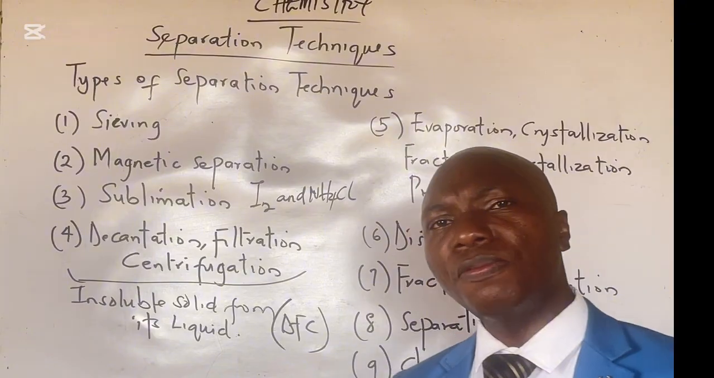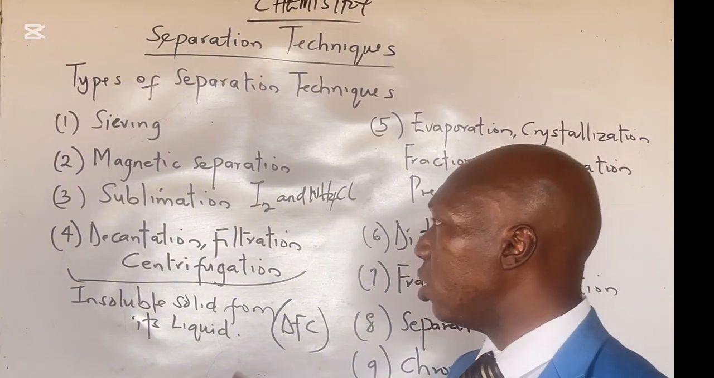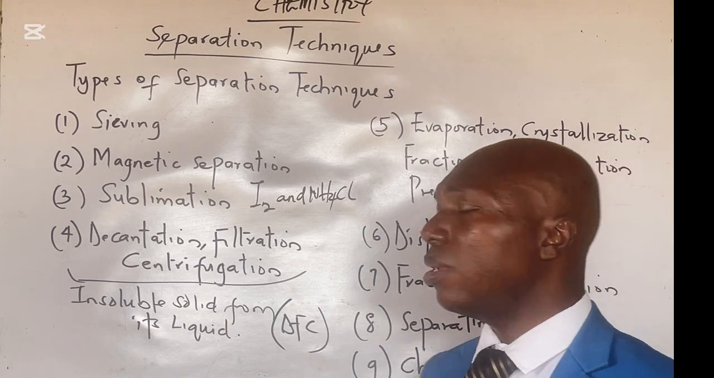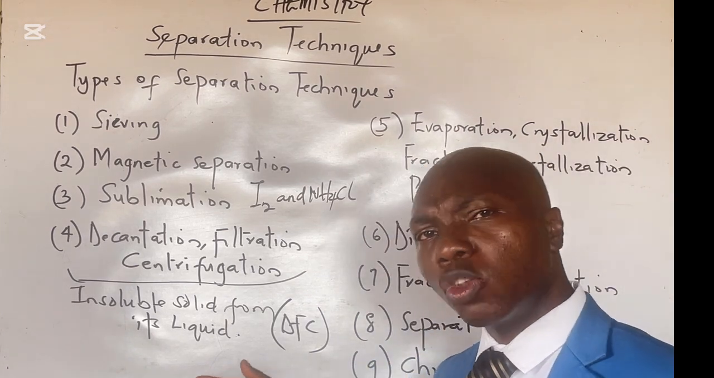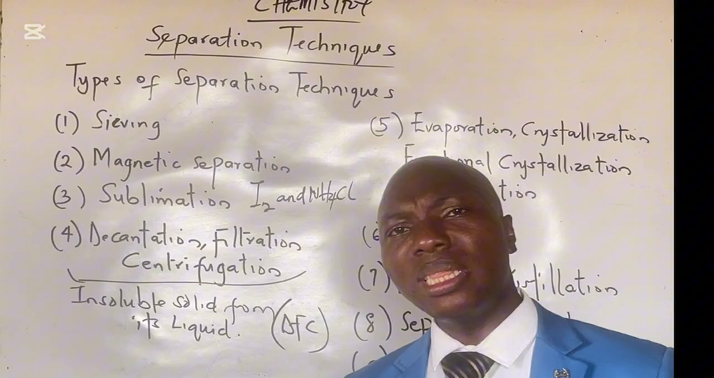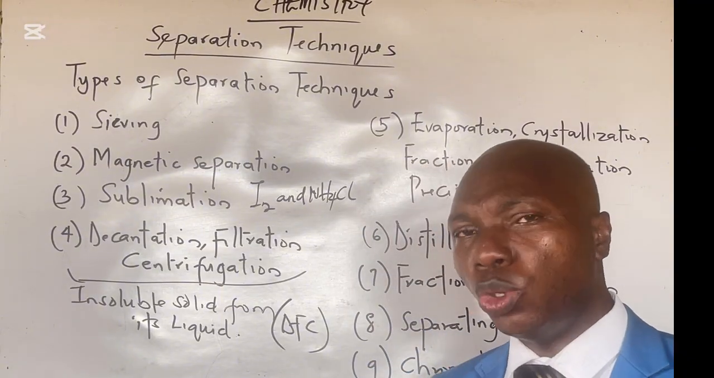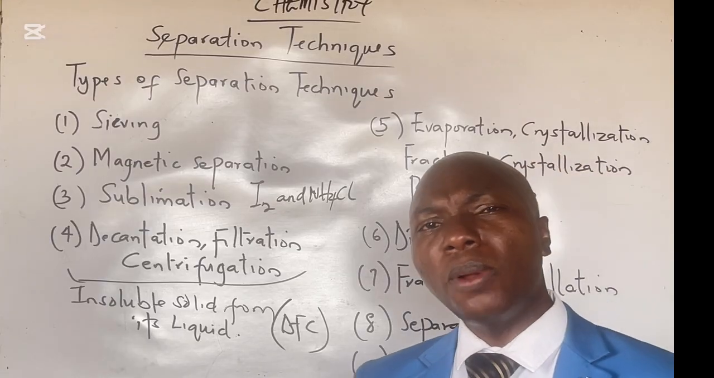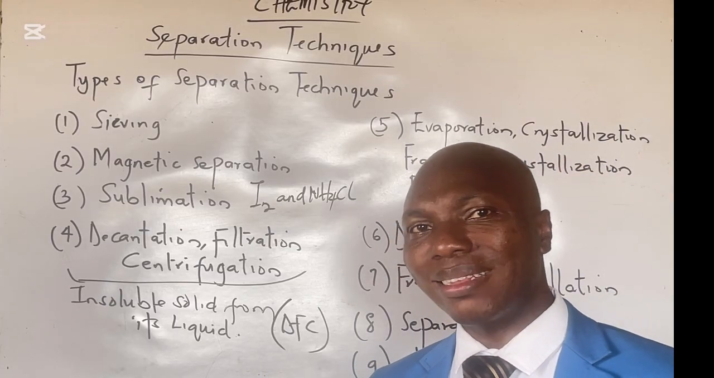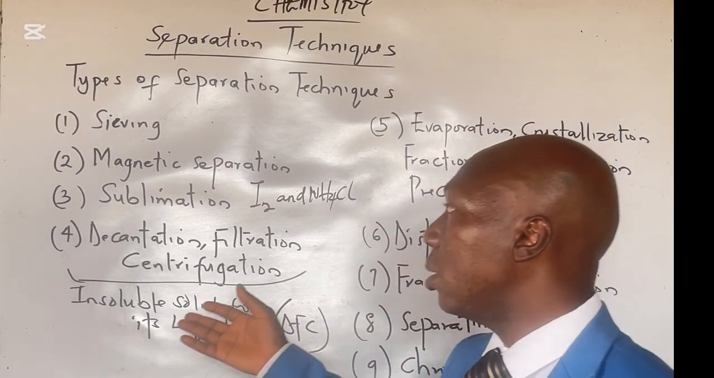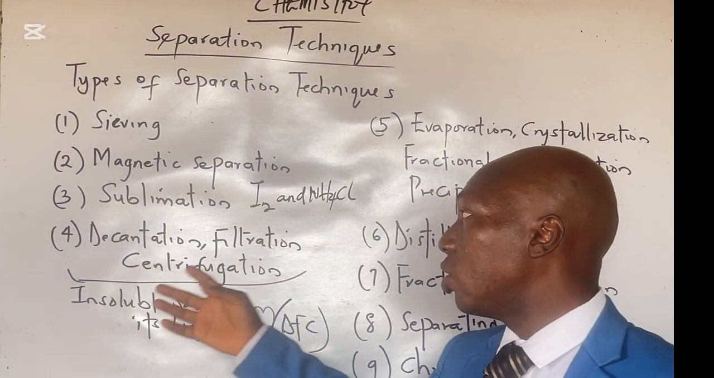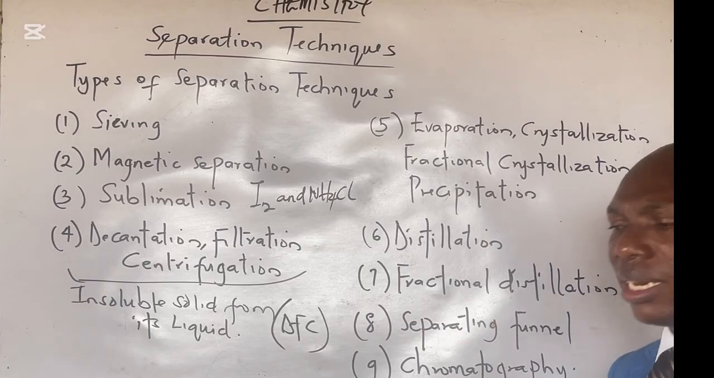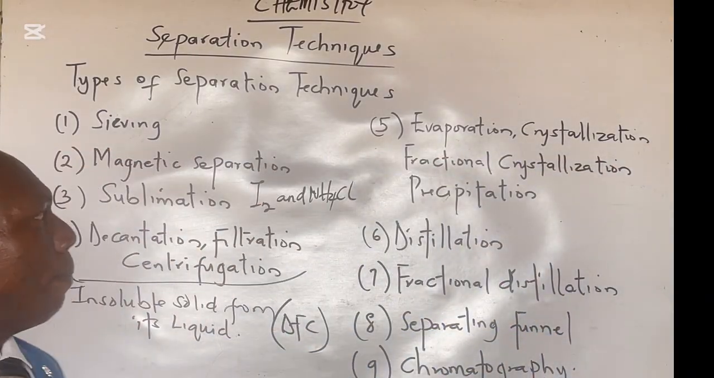Another one is centrifugation. Centrifugation is also a separation technique that is used to separate insoluble solid from its liquid. We use this in hospitals a lot, with an instrument called a centrifuge. A centrifuge helps us to separate blood cells from the plasma. Having known decantation, filtration, and centrifugation, we go over to other separation techniques that I call PECF.